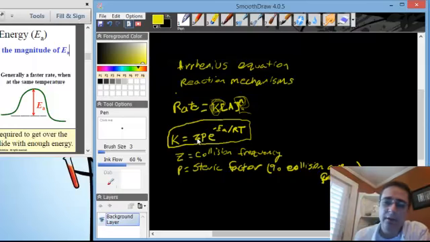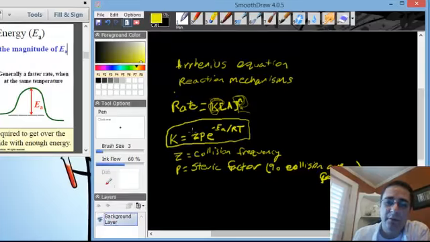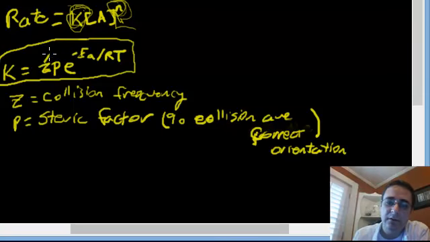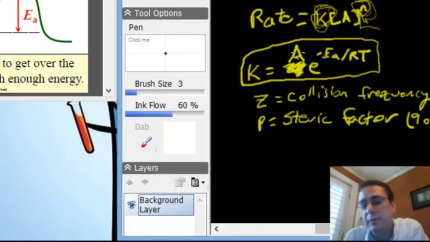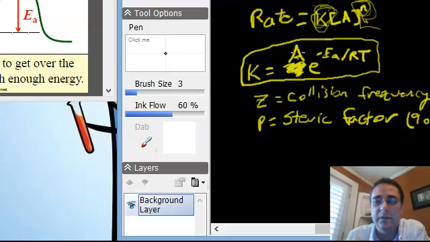And I'll tell you that this Z and P are usually combined into a single constant called the Arrhenius constant, A, right? So the Arrhenius equation is k equals A times the natural number e raised to the power of the negative activation energy over RT. Okay, so that is the Arrhenius equation.